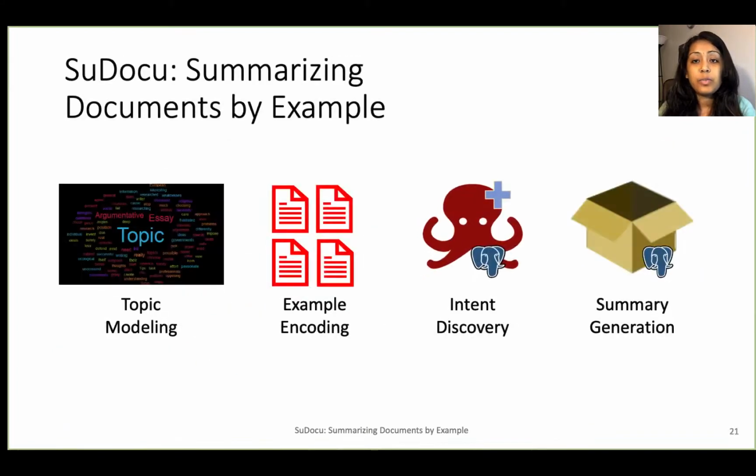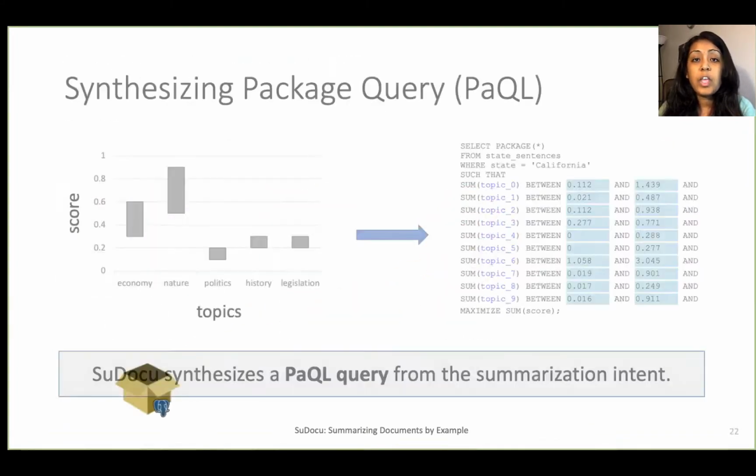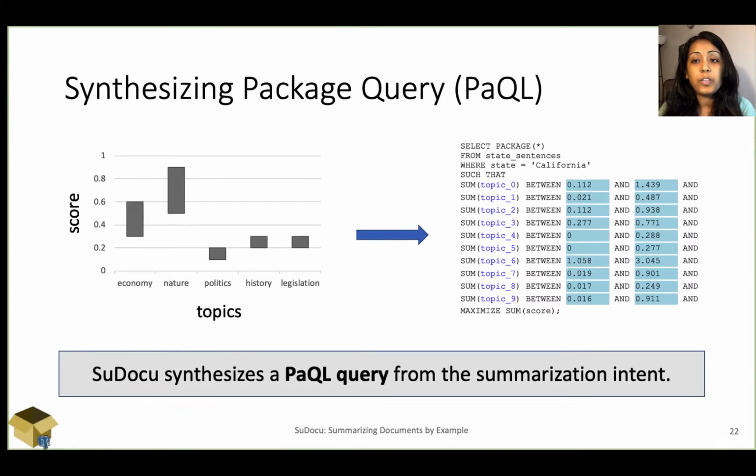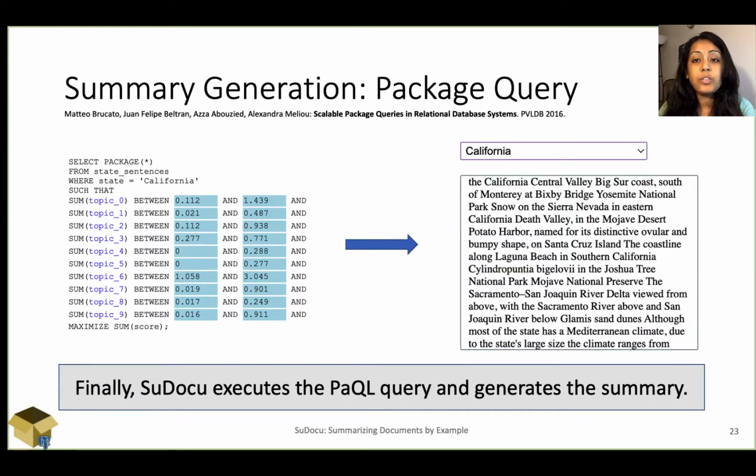The final step is to generate the summaries from the constraints. SuDocu uses a package query to express the constraint optimization problem. The goal is to find a set of sentences that collectively satisfy the topic constraints, while maximizing some objective function. SuDocu's objective is to maximize the overall quality of the summary, which we characterize by a generic score. Finally, for a new document, SuDocu executes the package query over a relational database using an efficient and scalable approach, retrieves the optimal summary, and then presents it to the user.